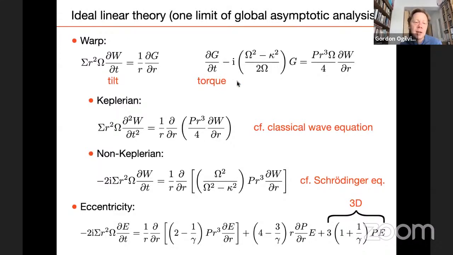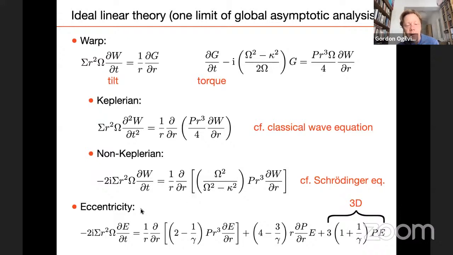And basically, in the Keplerian case, these combine to produce something like a classical wave equation for the warp, saying that the warp propagates radially through the disk as a result of pressure at a speed that's some fraction of the sound speed in the disk. If you had a significantly non-Keplerian disk, then you would get something more like a Schrödinger equation, a dispersive wave equation.